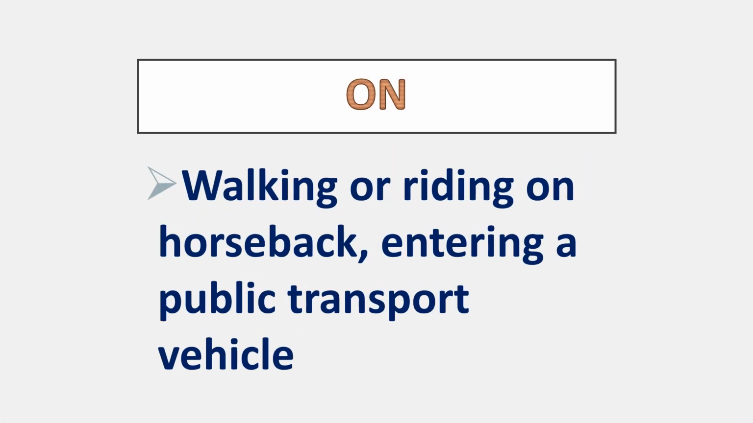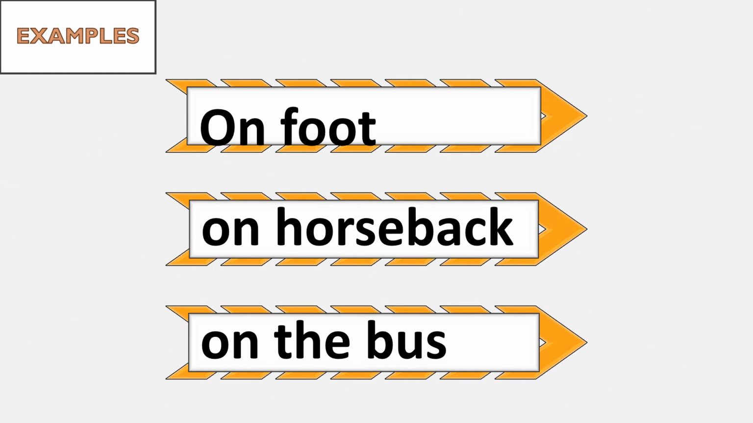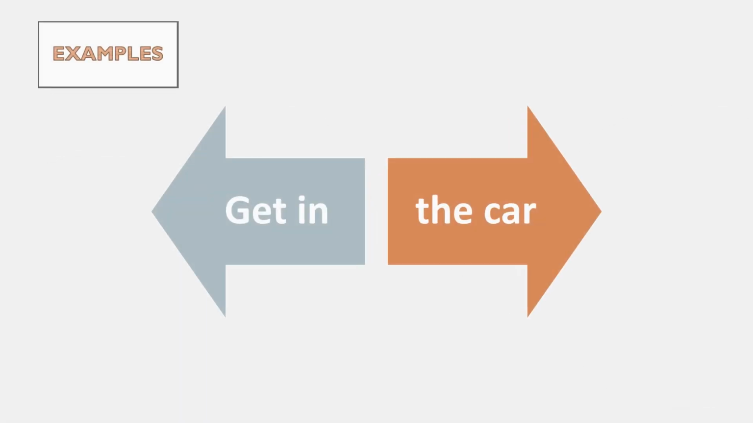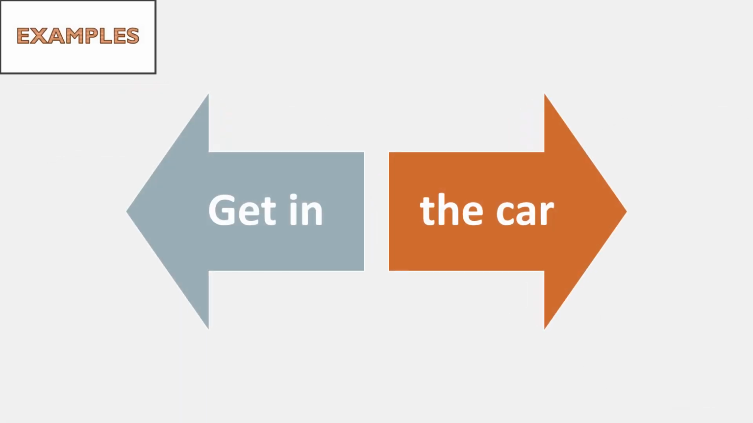"On" is used with walking or riding on horseback, and entering a public transport vehicle. For example, on foot, on horseback, get on the bus. "In" is used with entering a car or taxi. For example, get in the car.